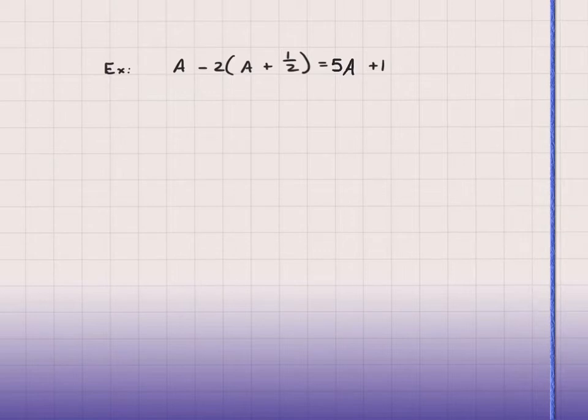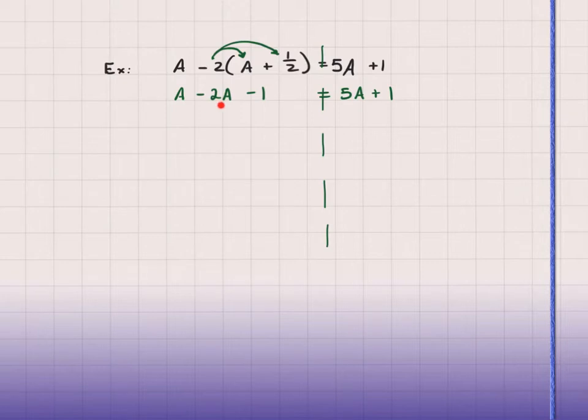So let's clean up the left-hand side. Here is our equal sign. We've got a, and it's minus 2 times all that stuff. So we're going to distribute that negative 2. And we're going to get as follows. So we've got our a. Here we go. Negative 2 times a, negative 2a. Negative 2 times a half is negative 1. Equals 5a plus 1.